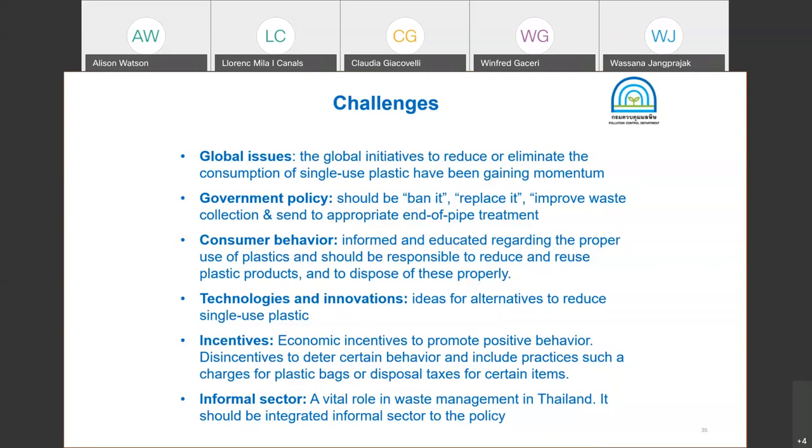Or we choose to improve the waste collection and send it to the appropriate treatment facility to treat the single-use plastic. The important thing in developing the policy for single-use plastic is that we should change the behavior of the consumer. This is difficult to do, but we try with many campaigns, and we will try to launch a plastic waste management law or regulation to change the behavior of the consumer.